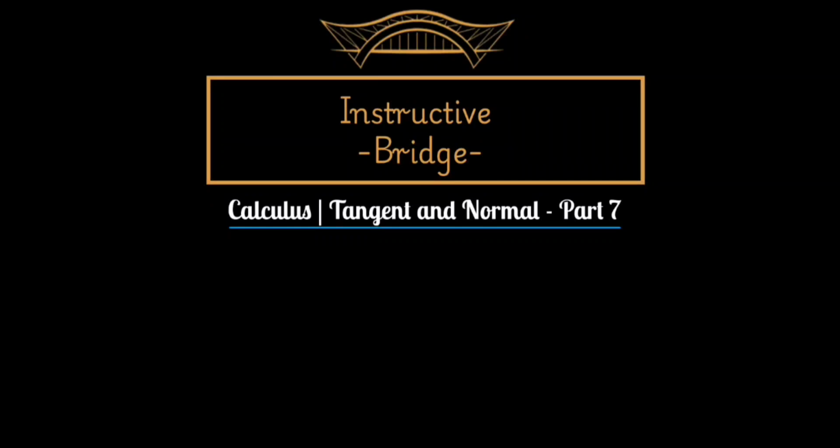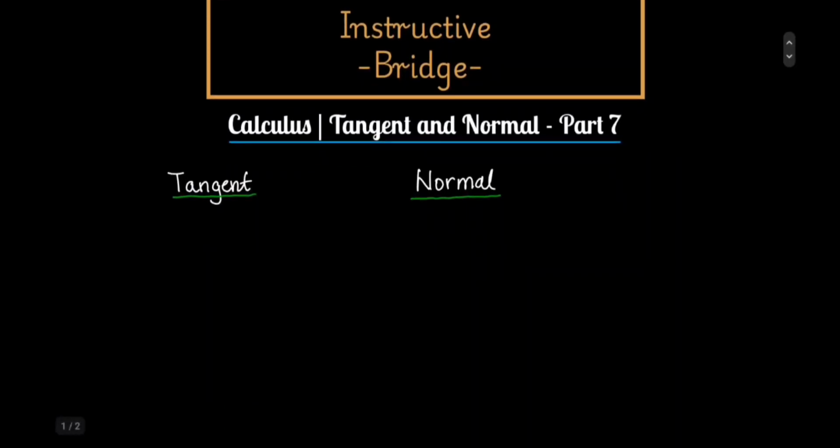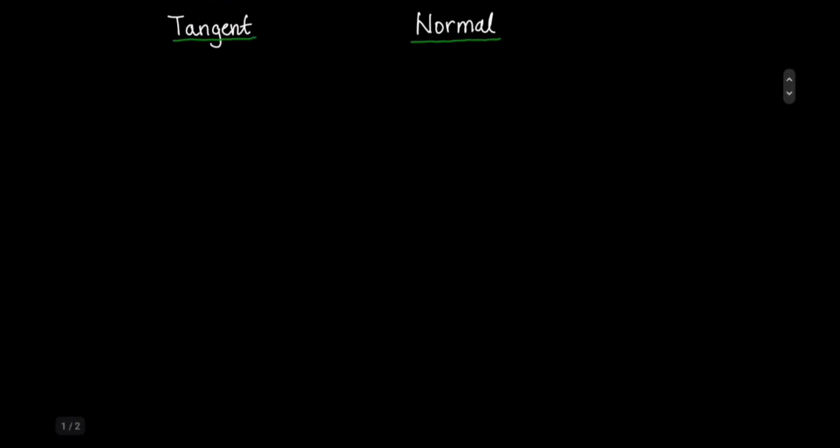In the last video, we finished all the differentiation rules, which include the power rule, chain, product, and quotient rules. Now that we have all that skill under our belt, we can finally apply it to find two different things: the tangent of a curve and the normal of a curve. So let's immediately visualize this on the graph.